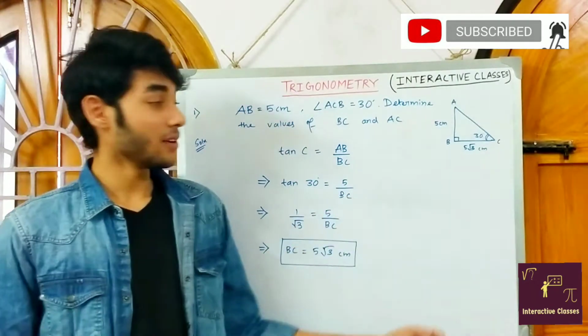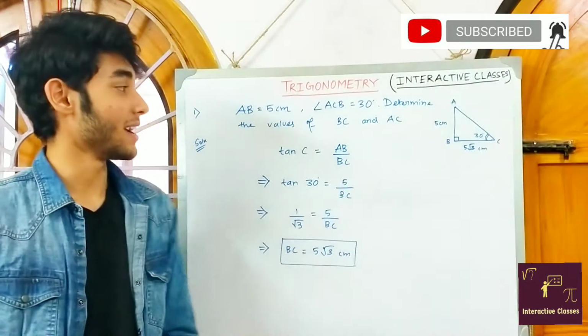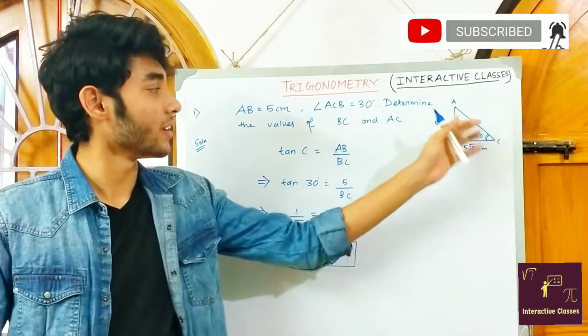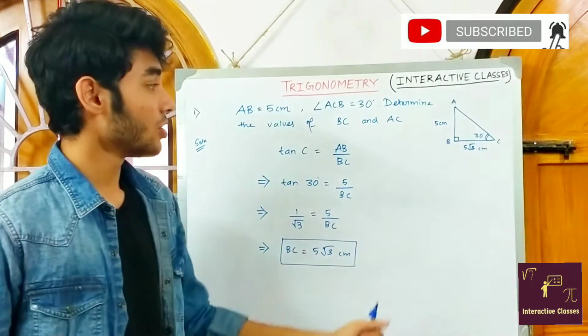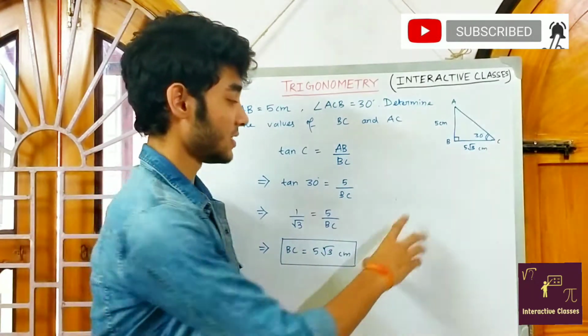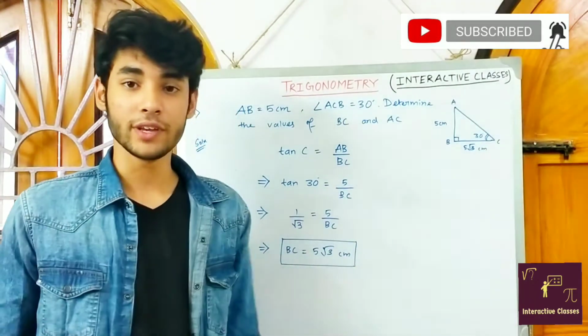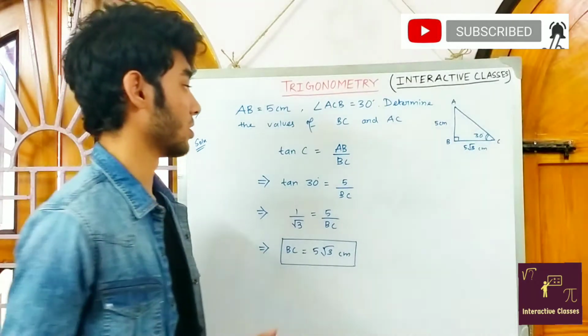Now we can find out the value of AC in two different ways. By applying the simple Pythagoras theorem, we can find AC. We know AC equals root over AB square plus BC square. Or we can find it by trigonometric ratios. Since we are in the trigonometry chapter, we will do it using trigonometric ratios only.